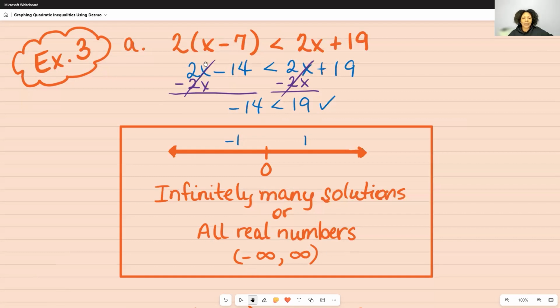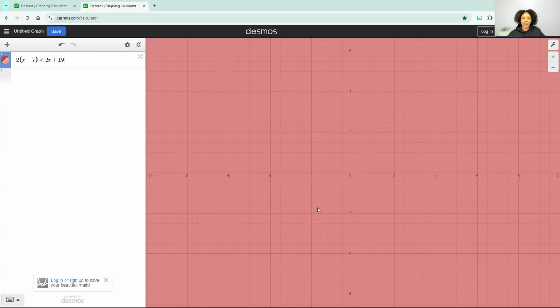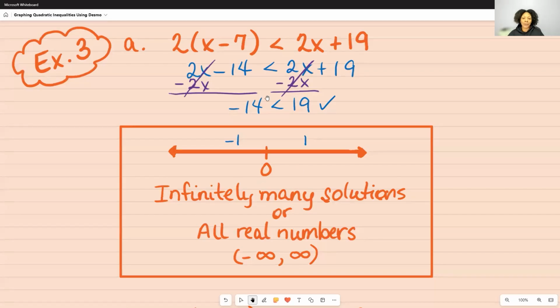No matter what x I put in for 2x, on this side I'm going to be subtracting 14. On the other side, no matter what that same x is, I'm now adding 19. So no matter what number I put, this statement will always be true. All right, let's go to Desmos to see what it looks like. Now you see everything is shaded in, and I don't have two critical points because I didn't solve for anything. The x's disappeared, so I could use any number in the place of x and it would work.